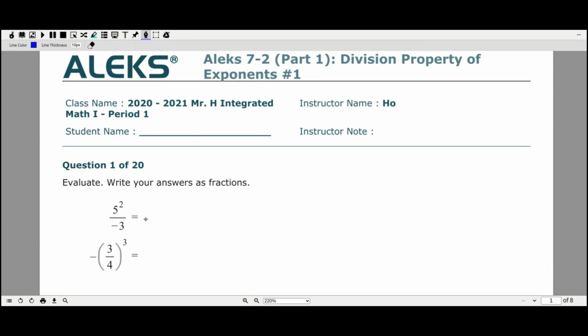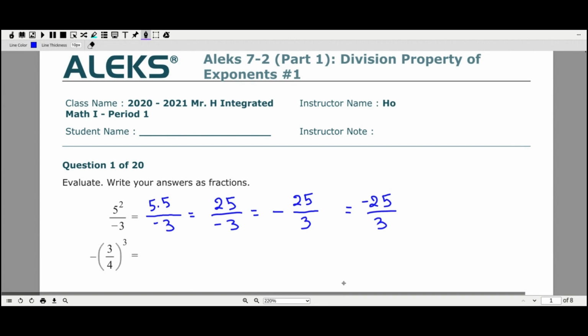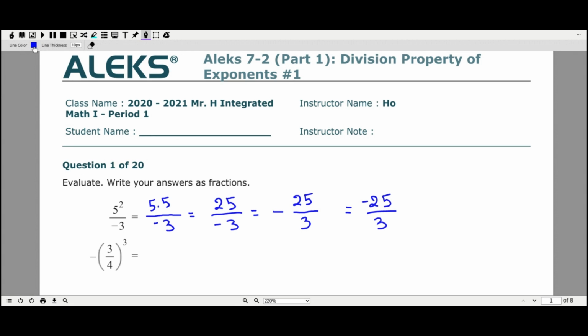Alright, we're going to look at the first one. 5 squared is basically 5 times 5, and -3 at the bottom. So that will give you 25 over -3. Did you know that you can also put the negative sign in the middle to make it look nicer? You can also write it as -25 over 3. They all represent the same thing. But as for this problem, it will look nicer when you put it in -25 over 3 like this. You don't have to do this. It's not wrong, but you don't have to do it that way.